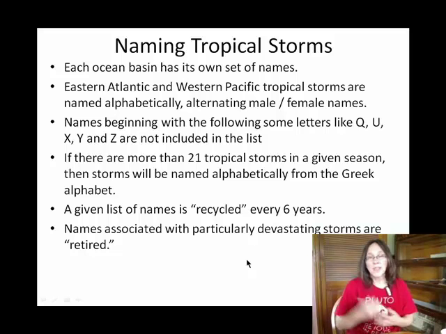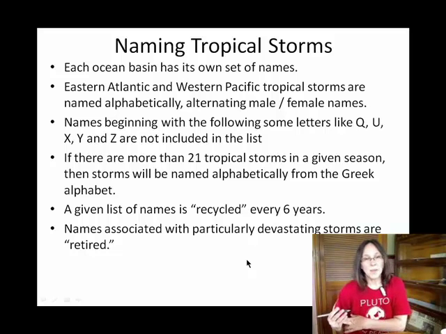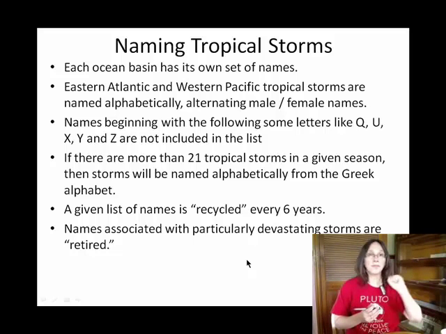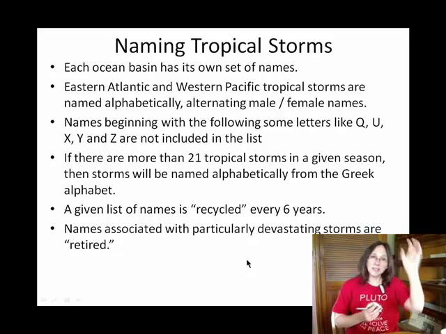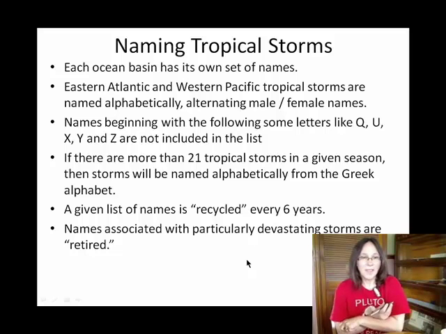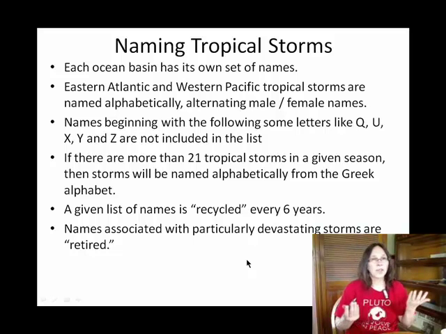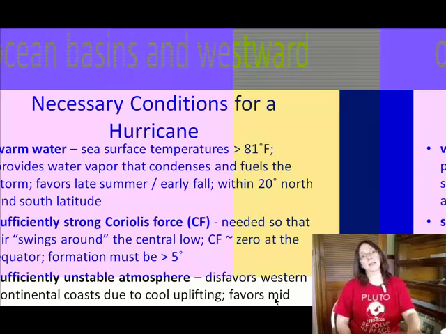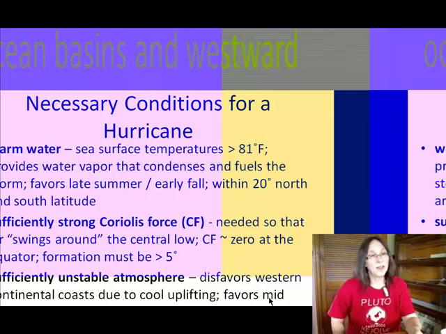But what happens if you run out of letters of the alphabet? Then you go on to the Greek alphabet. I'm going to show you a list of names. There are 6 lists for each ocean basin, and the lists are rotated. I'll show you what that looks like. And if there is a notorious hurricane, such as Hurricane Katrina, then that name Katrina is removed from that particular list and replaced by another K. So that name is retired.